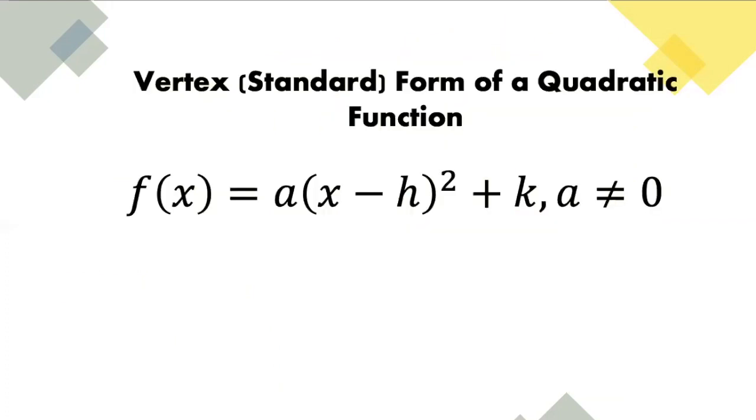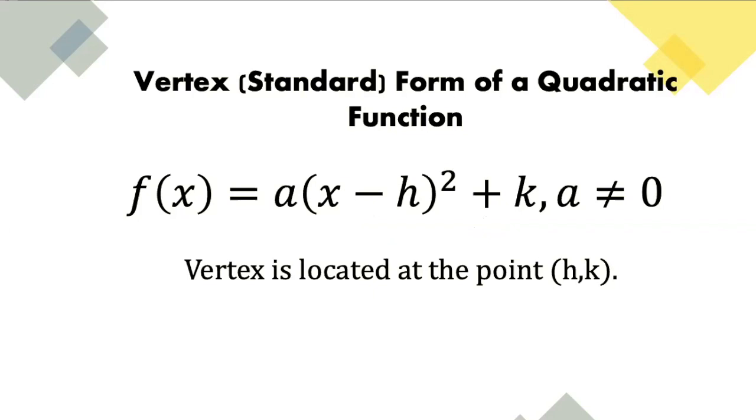The vertex form, or the standard form, of a quadratic function is this: f of x equals a times the quantity x minus h squared plus k, where a cannot equal 0, or this will no longer be a parabola. It's important to note the signs in front of h and k. This is going to be very important. We have subtraction in the parentheses and addition outside.